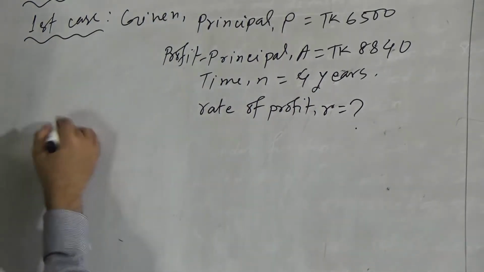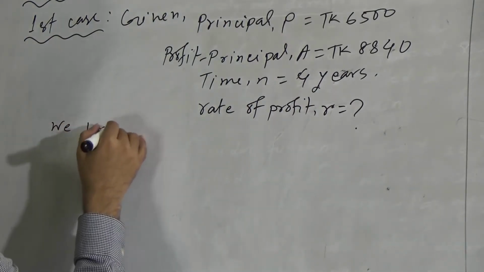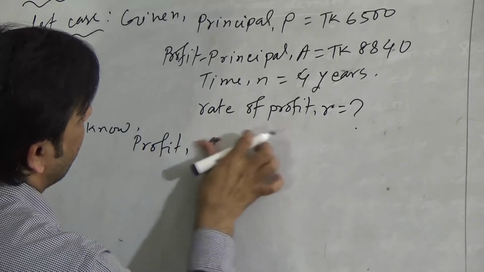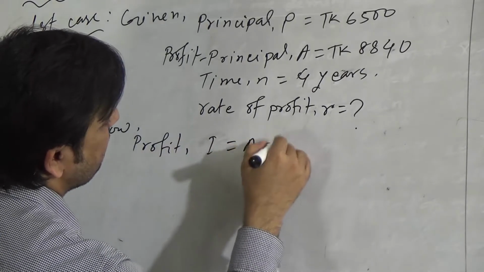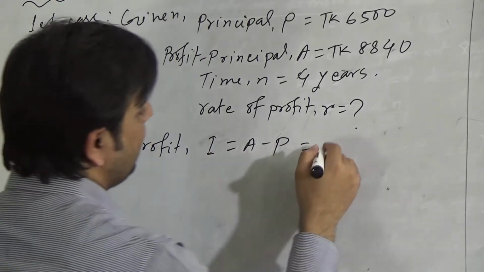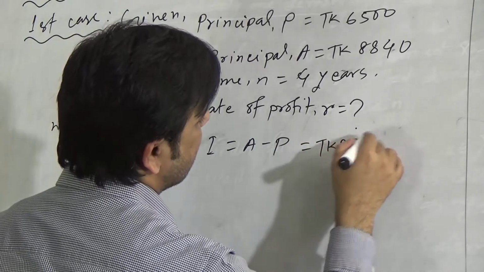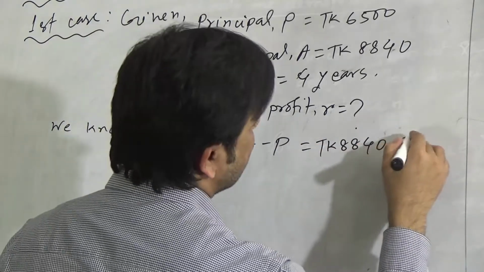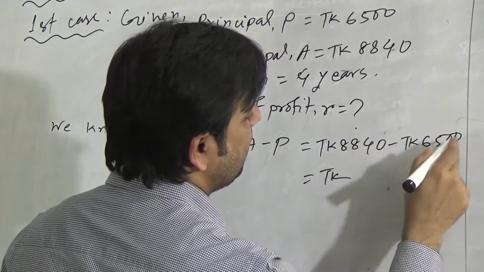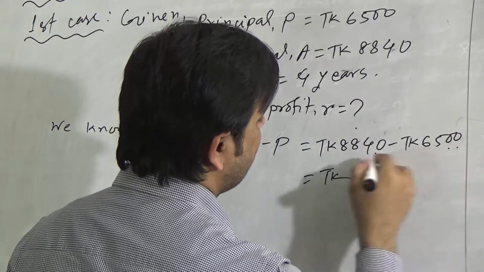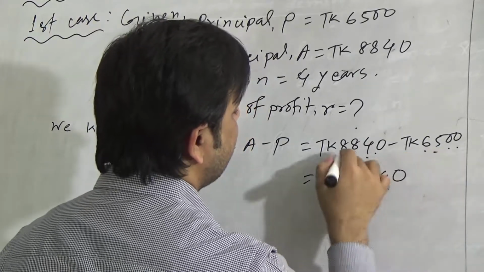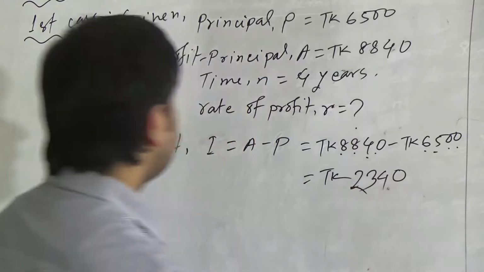We know profit I equal to A minus P. Now determine the profit. Value of A is taka 8,840 and value of P is taka 6,500. Now subtract, what will you get? Subtract 0 from 0, it will be 0. Subtract 0 from 4, it will be 4. Subtract 5 from 8, you will get 3. 6 from 8, you will get 2. 2, 3, 4, 0. This is the profit.